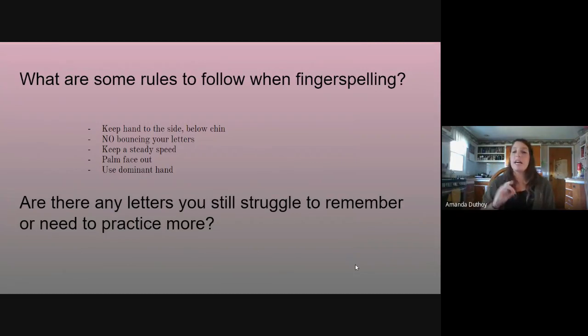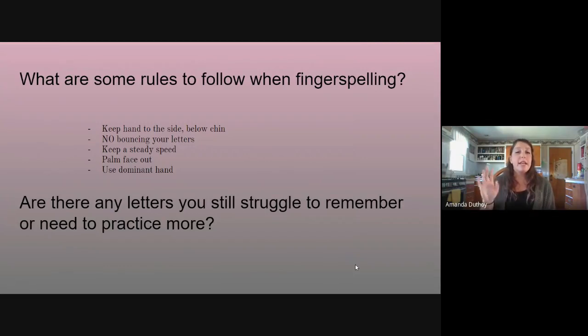Sometimes you should move to the side a little bit, either in or out, depending. Keep a steady speed. Okay, not too fast, not too slow. This is an important one. Keep your palm facing out. So when I fingerspell my name, my palm is facing out until what letter? H, right? G and H, your palm is actually facing you. Those are the only exception, okay? Otherwise, your palm should be facing out.